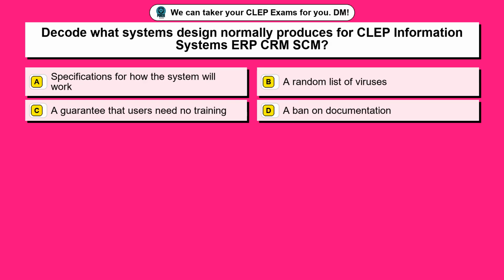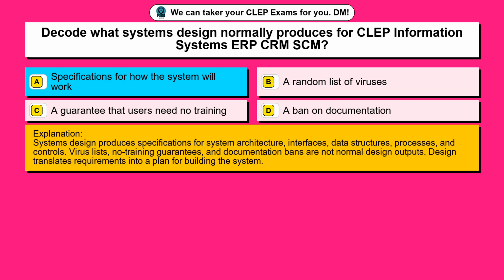Question 67. Decode what systems design normally produces for CLEP Information Systems ERP CRM SCM. Option A. Specifications for how the system will work. Option B. A random list of viruses. Option C. A guarantee that users need no training. Option D. A ban on documentation. The correct answer is option A. Specifications for how the system will work.